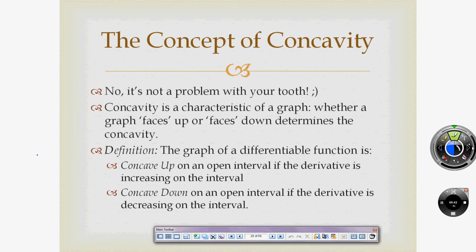Okay, so concavity sort of sounds like bad things, right? And that's kind of appropriate since we were talking about braces last week, so that kind of fits well. So concavity is not a problem with your tooth, however, they have a similar root word.